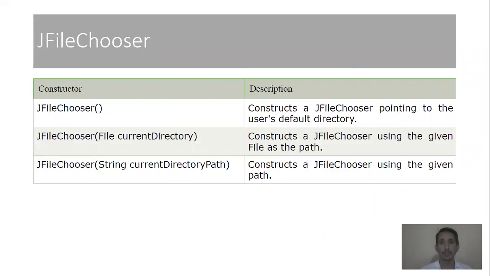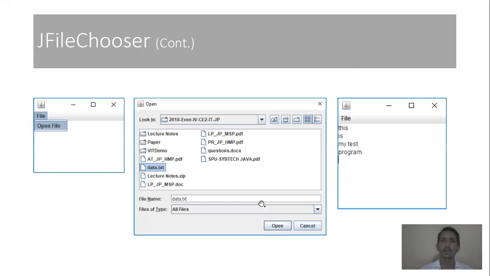Next one is a file chooser. File chooser for file opening, file saving, right? Many times we use it. So in this example, we create the file menu and click on open file. When we click on open file, the user selects some file, and depending on the selection of the file, the data is displayed in the text box.